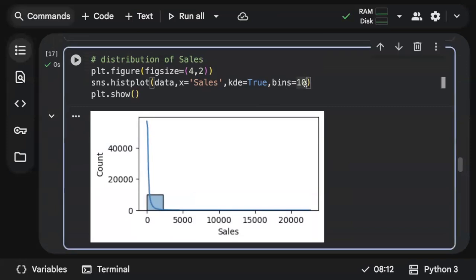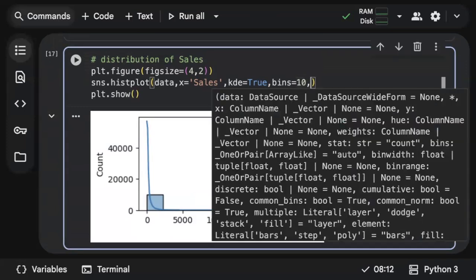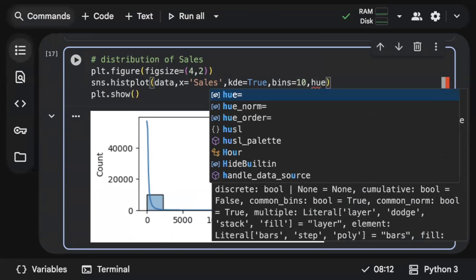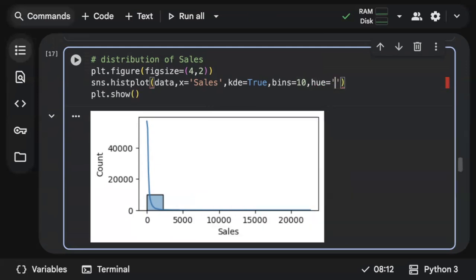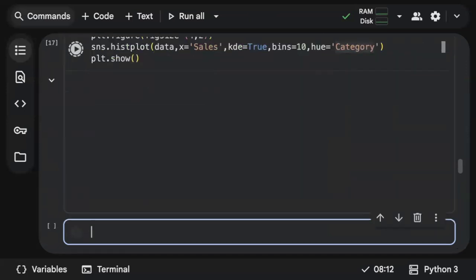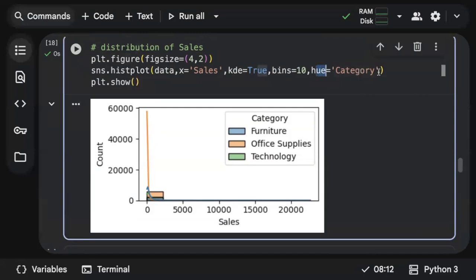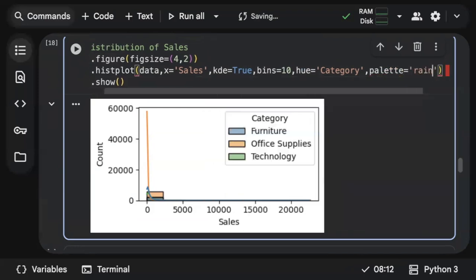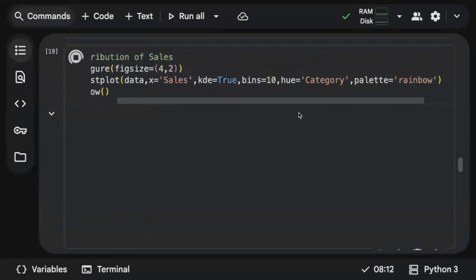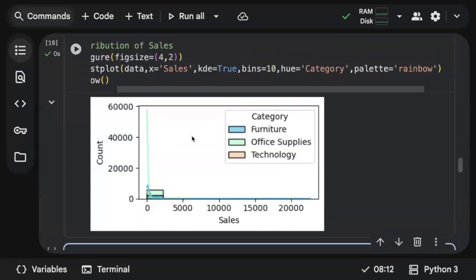One more important thing: what if you want to see the same sales distribution with respect to different categories? In that case, you can introduce a parameter called hue and mention your categorical column, which is category. Hue is kind of like a legend. So that's where we use a concept called hue, hue equal to category. Whenever you use a hue, you have to use multiple colors. You can call it a palette, and then you can use a rainbow color. Like that, you have different palettes which you can try.